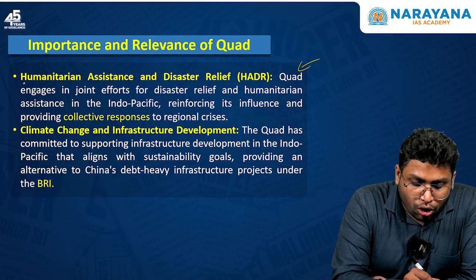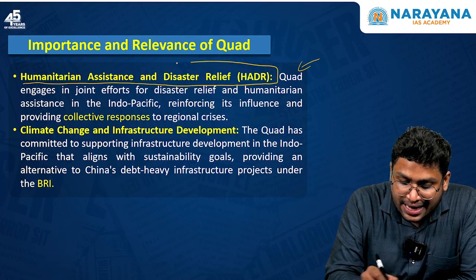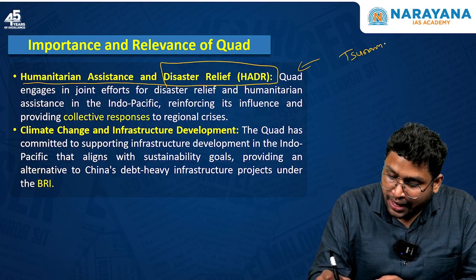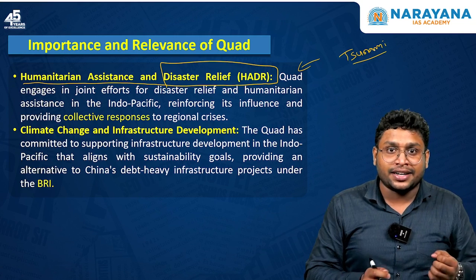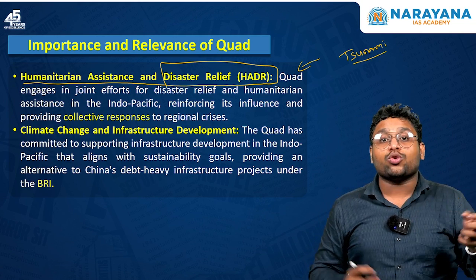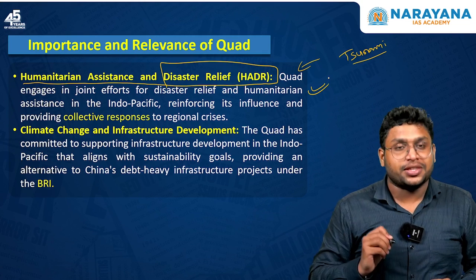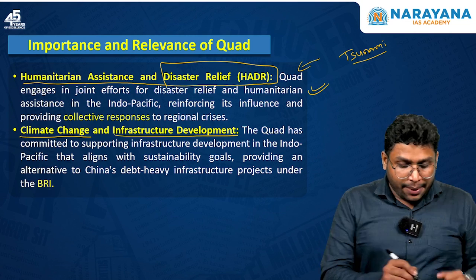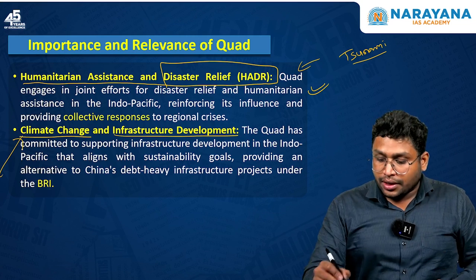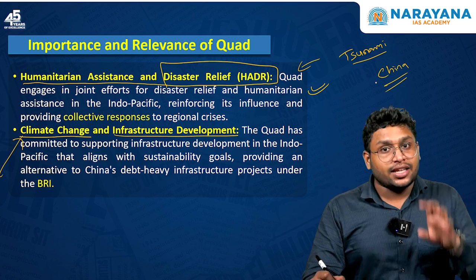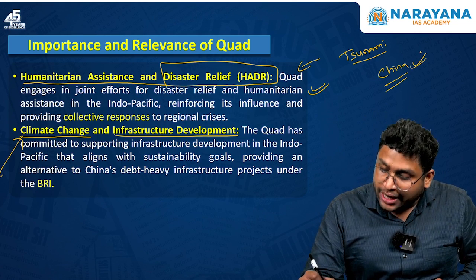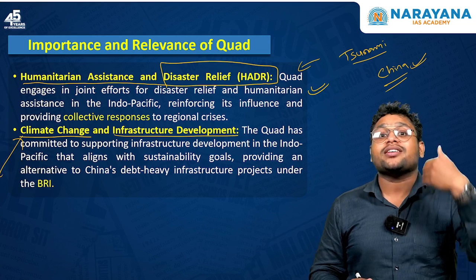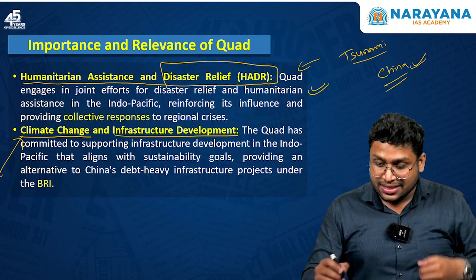Then we can talk about humanitarian assistance and disaster relief. See, in case there is some kind of tsunami in this region, and let's say Japan is affected or India is affected, in that case, this entire Quad group can come together to help each other. Then climate change, infrastructural development. See, climate change, if you want to take any kind of action, China also needs to take some action. China is a big polluter too. So if you want China to reduce emissions, you have to put pressure on China. Only if powerful countries come together and put pressure on China, in that case, China will accept it.